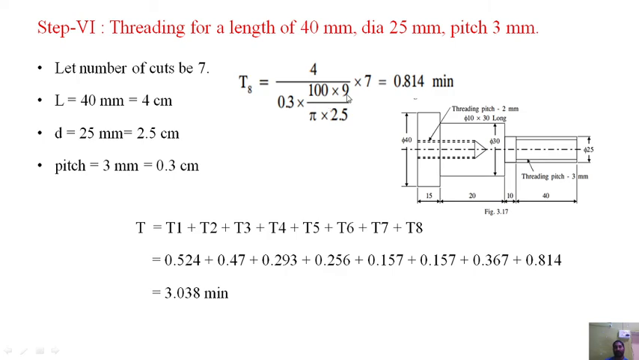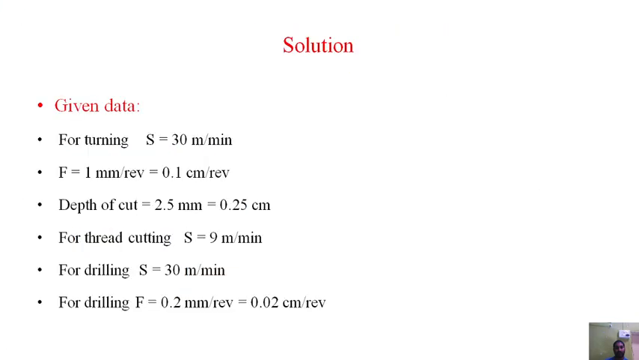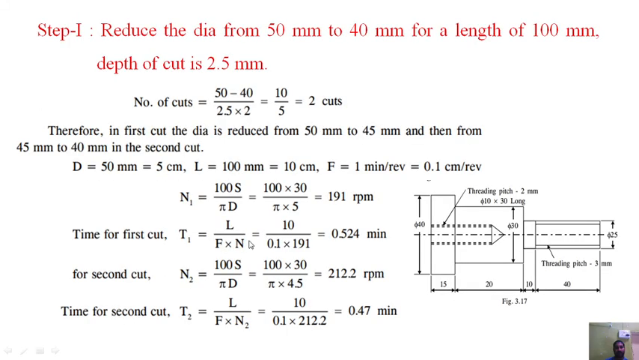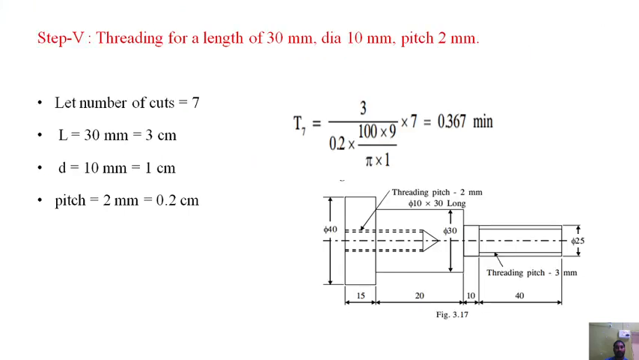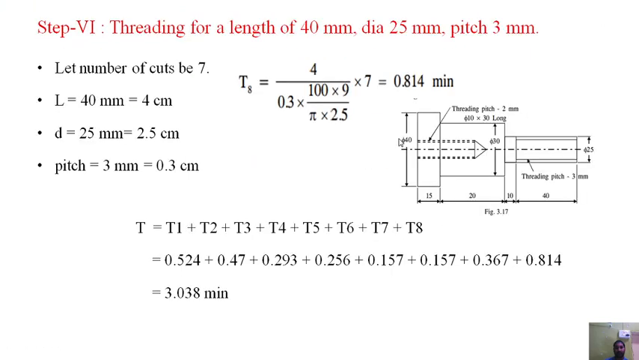1000 S, the cutting speed for threading, is different. He has mentioned in the problem that the cutting speed for threading is 9 meter per minute. Both for internal and external threading, you have to take 9 meter per minute. So 1000 S by pi D. For the external thread you have to take the diameter of the workpiece, because there is no rotating drill bit; we are using a single point cutting tool.